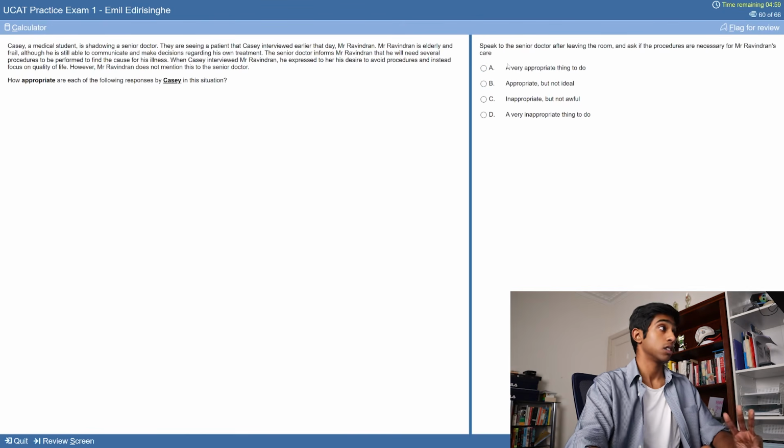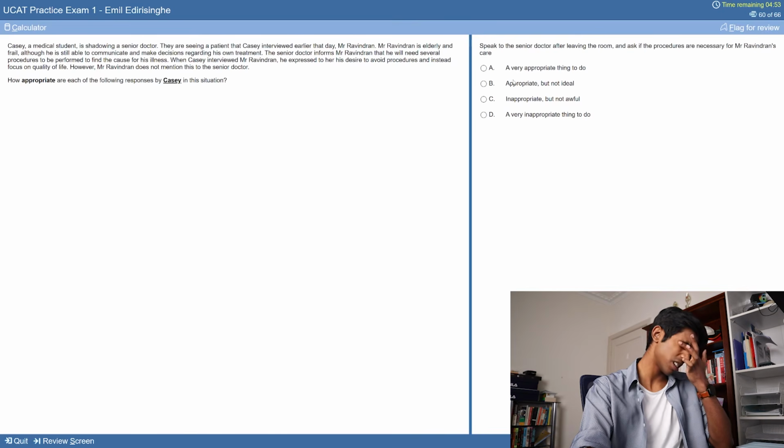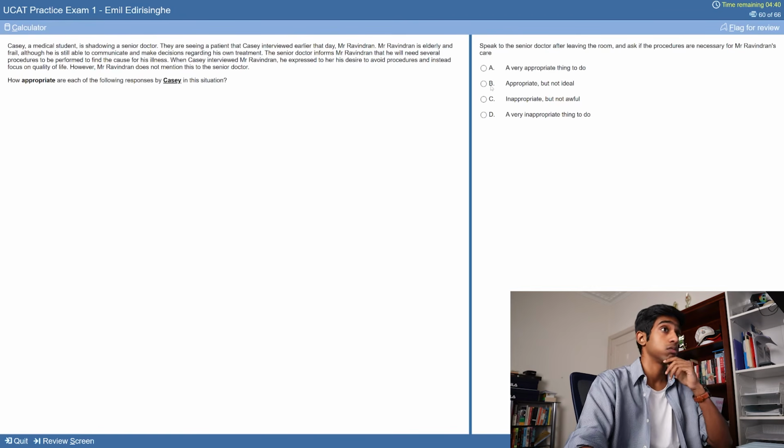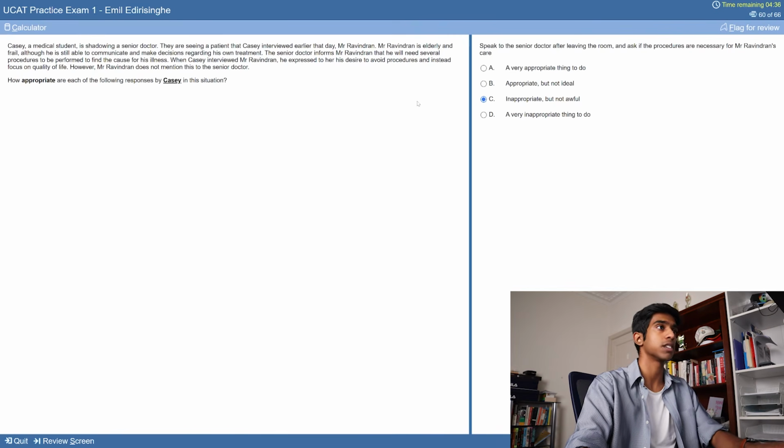Speak to the senior doctor after leaving the room, ask if the procedures are necessary. Overall, I think it's B or C, but I think it's overall inappropriate because it doesn't deal with the situation at the time.